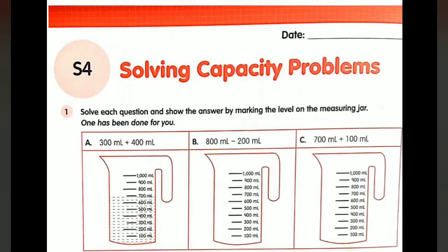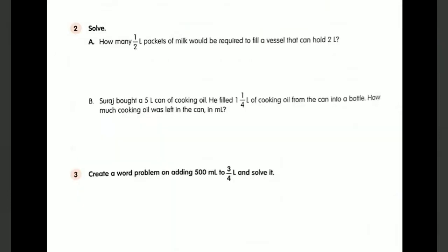Now it is your S4 worksheet, which is solving capacity problems. In the first question, it is given to solve each question and show the answer by marking the level on the measuring jar. One has been done for you. In the first part, it is done for you. Similarly, you have to do parts B and C. Now in the second question, there are word problems. So you have to read them carefully and then solve them.